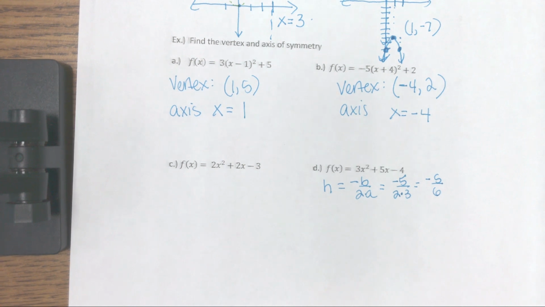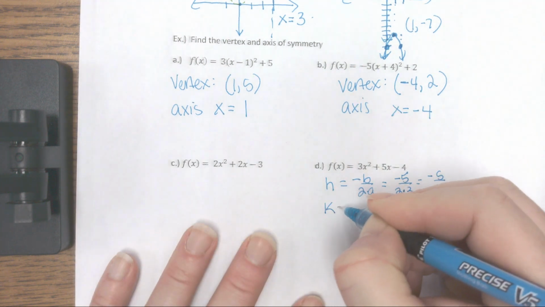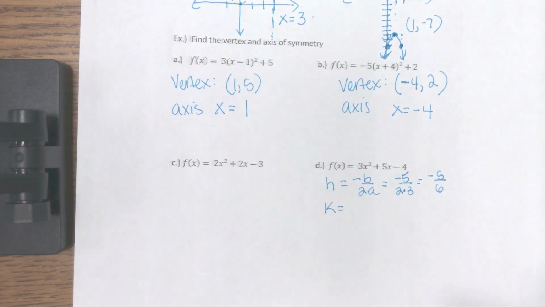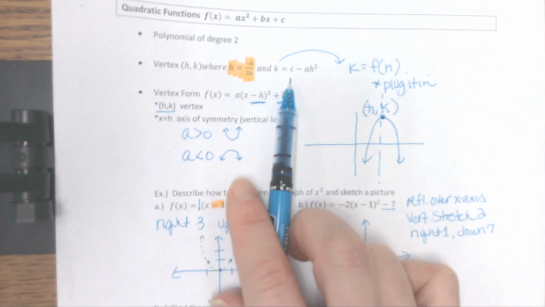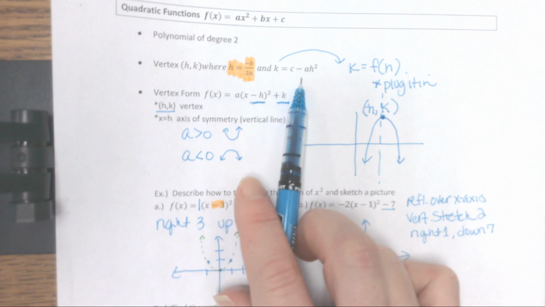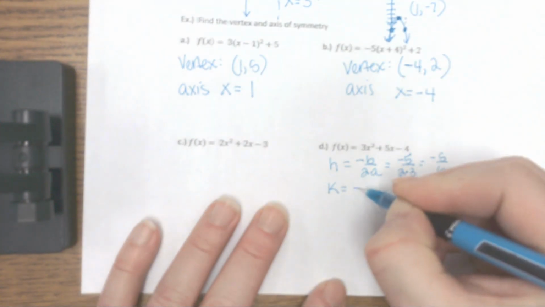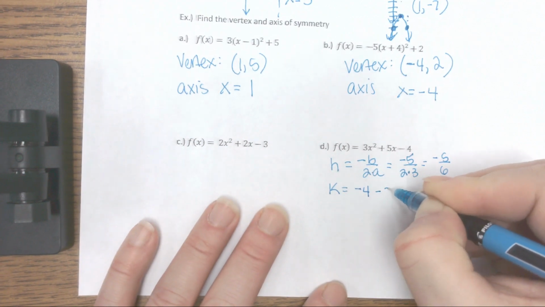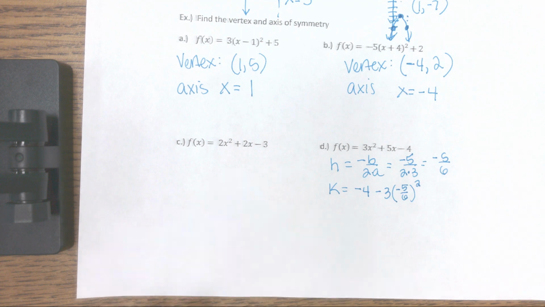Are we good so far? So if you wanted to find K, I'm going to show you the 2 ways. You could either do the formula up here, C minus AH squared. That would be -4 minus 3 times -5/6 squared. Quite frankly, I would encourage just using a calculator at this point.